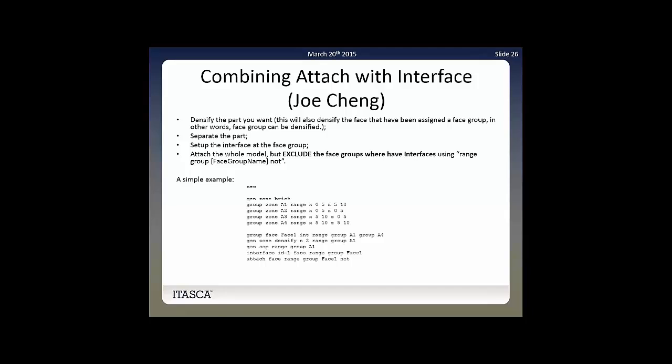I put that here. When you have face groups and you use densify, the face groups will be densified with it, which is good. That's the way we want it to be. So first of all, you need to densify that area. Then you need to separate the parts. Then you need to set up the interfaces. Then you need to use the attach by excluding the groups that have become interfaces. So interface ID face group, etc. Attach face range group face 1 not.